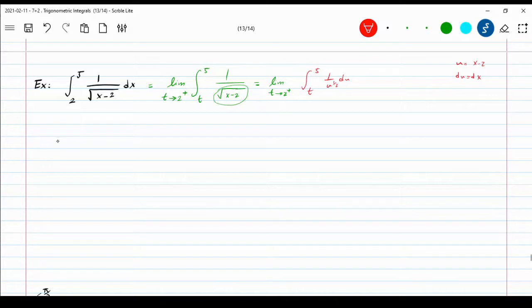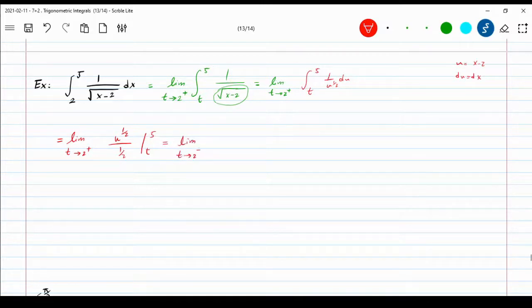And this results in limit. The correct format would be to update the boundaries, but I'm going to keep it so you do not get confused. We can calculate the integral. The integral would be u to the power negative 1/2, and you add 1 to the exponent, so you get u to the power 1/2 divided by 1/2. And then evaluate it from t to 5, but t to 5 is not for u, it's for x. So I'm going to replace those back in terms of x.